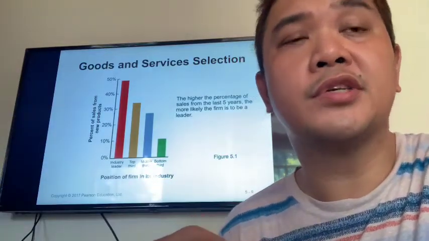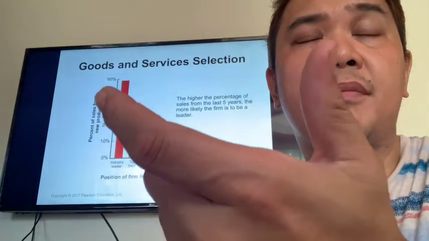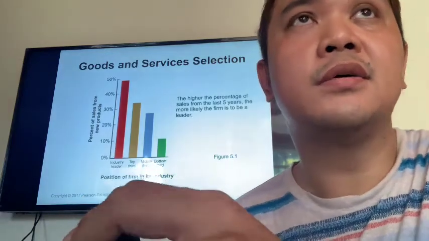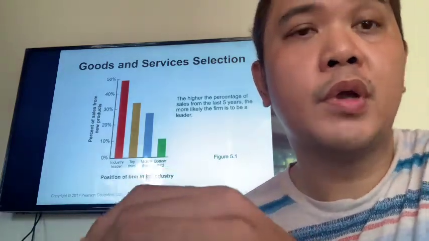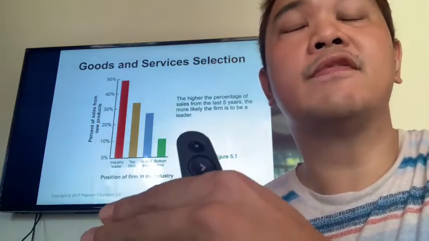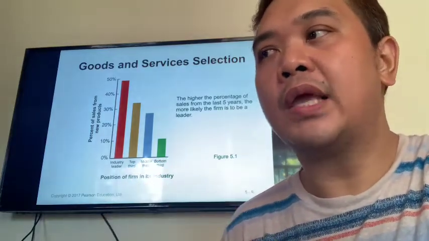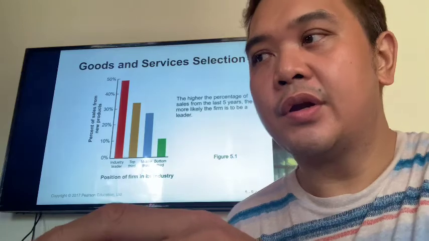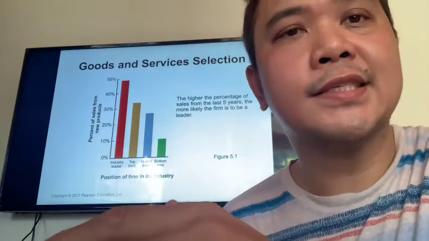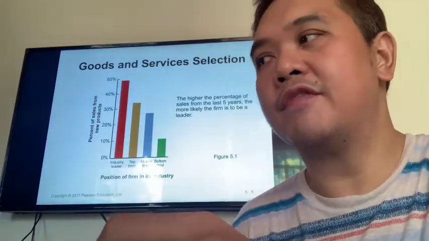And your market niches are your, what we call your Sensodyne. It targets only a certain group in the market. It targets your sensitive teeth market. So, yan din yung isang factor that dictates how organizations select goods and services.